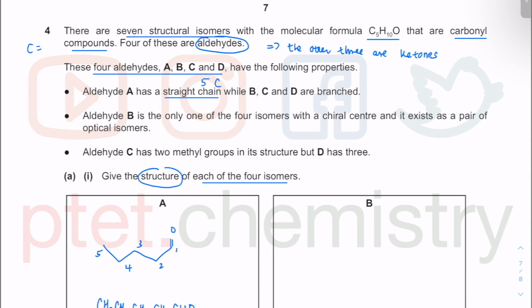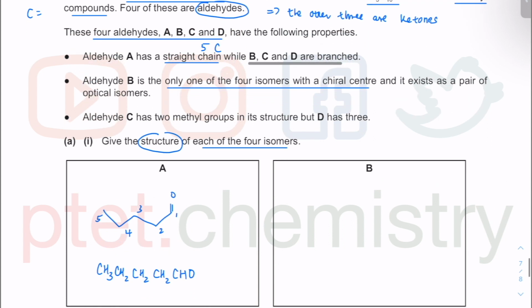structural formulae. Now, B, C, and D are branched isomers, but aldehyde B is the only one that has a chiral center, and therefore you have optical isomers that can rotate plane polarized light in opposite directions. They are mirror images of each other. You cannot superimpose them on each other.